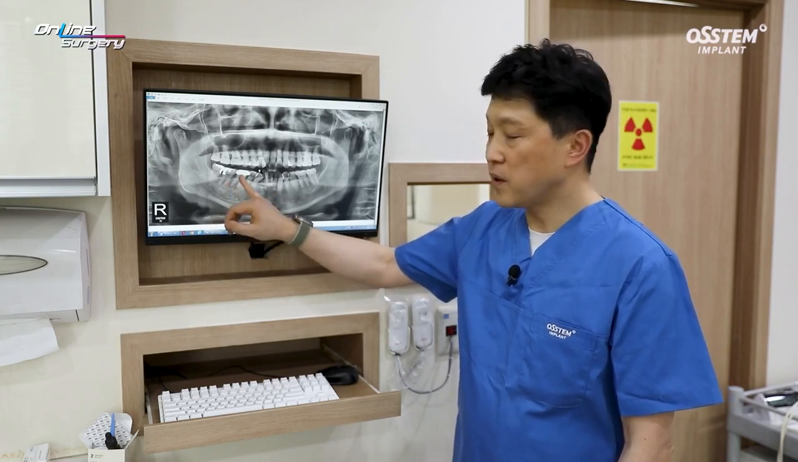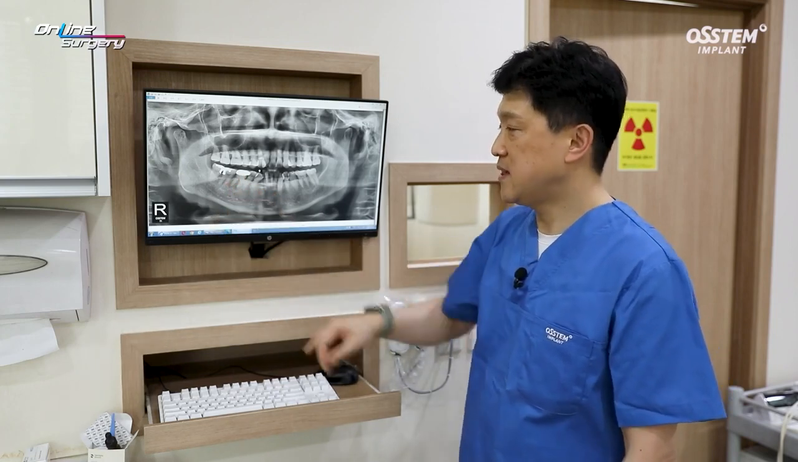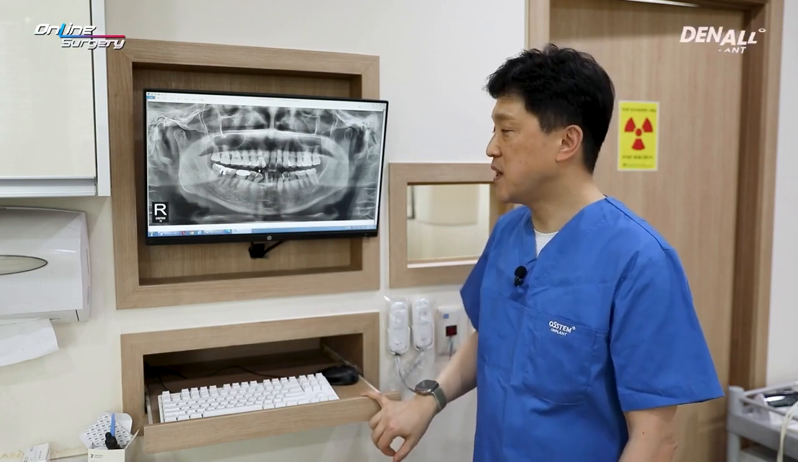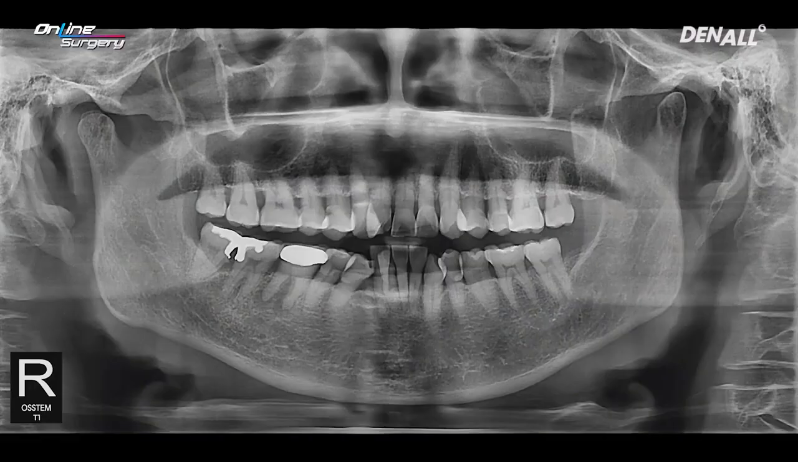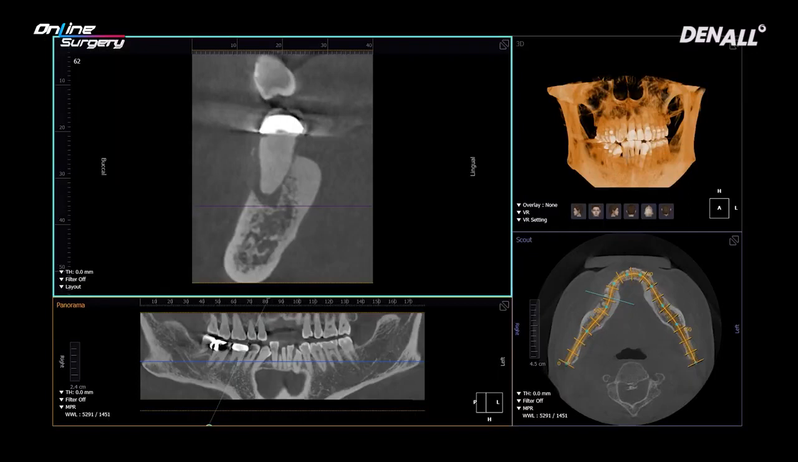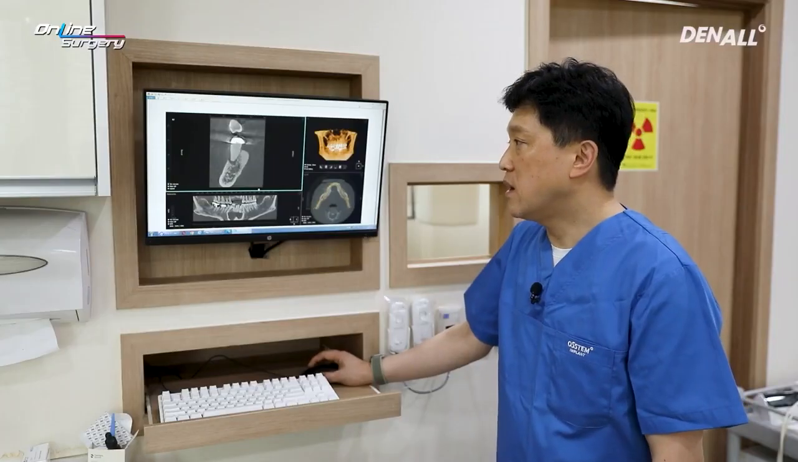This is the surgical clip of the day. As you can see in number 46, there is periapical lesion and furcation involvement. This tooth required extraction. If you look at the panoramic image, as you can see, there's periapical lesion in the distal root and it has been extended to furcation. If you look at CT, you can see bone loss around mesial and distal root.